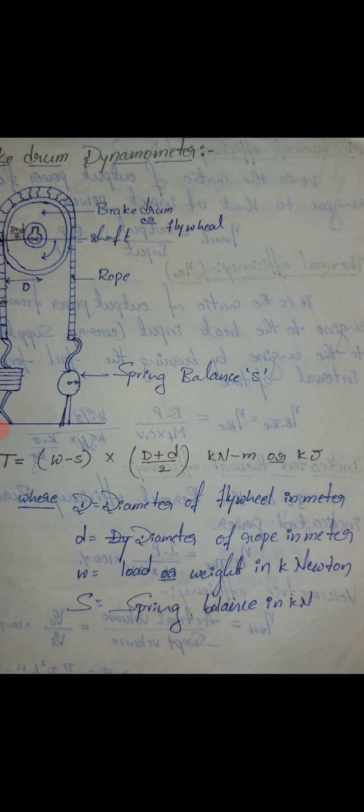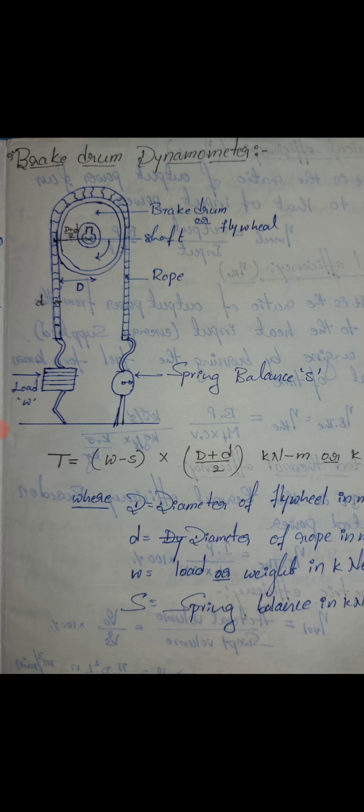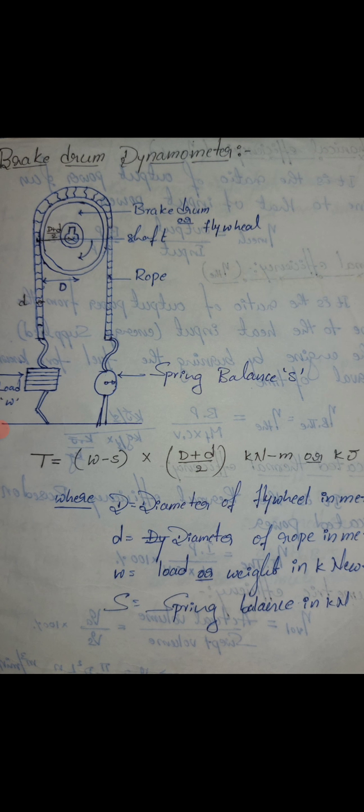Here it is clearly mentioned that D is the diameter of the flywheel in meters, small d is the diameter of the rope in meters, W is the load or weight in kgs, which you have to multiply by 9.81 to convert into newtons, or they may directly give you newtons. And S is the spring balance. Always be careful while solving the numericals. All the units should be the same, either in newtons or in kilonewtons. Don't put one in newtons and the other in kilonewtons.